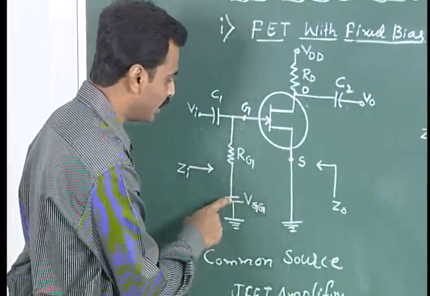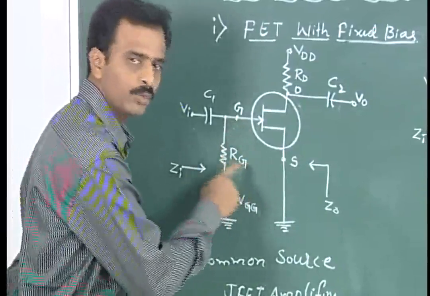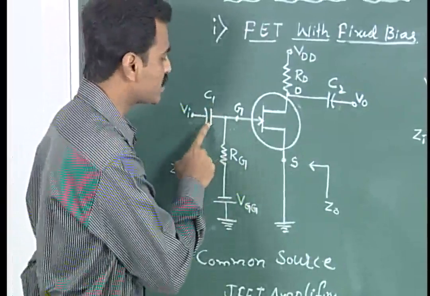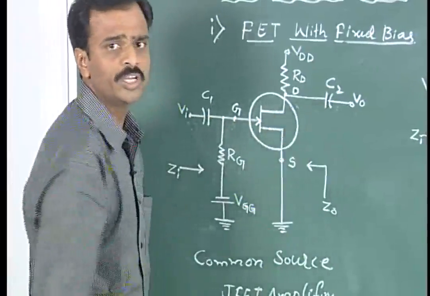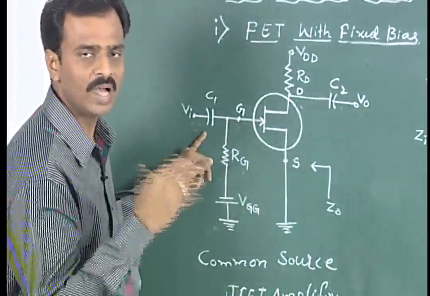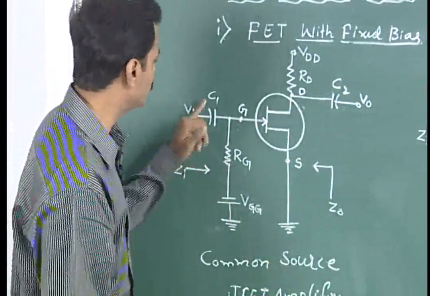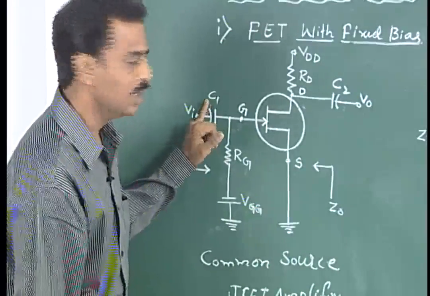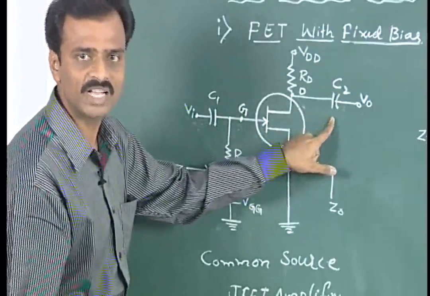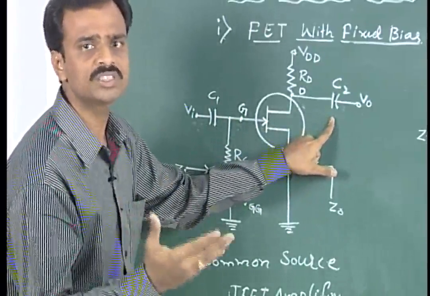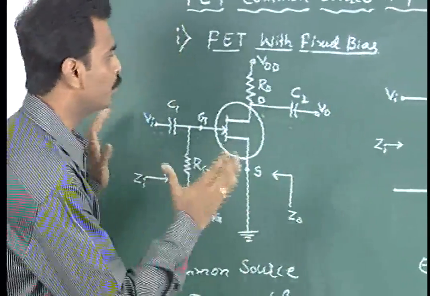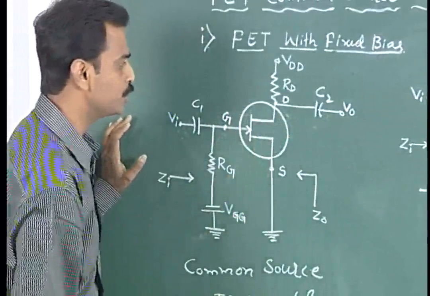It has been given as negative, so it is maintained as a reverse bias here, and the input voltage is separately applied here. The capacitors C1 and C2 block the DC, as the circuit is used to amplify AC signals. As we know, the capacitors connected at the input and output are used for biasing the circuit, and they also block the DC signal so that we can get a pure AC signal. This is the circuit shown here.